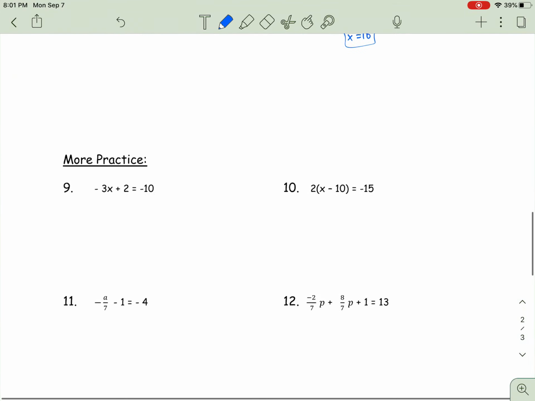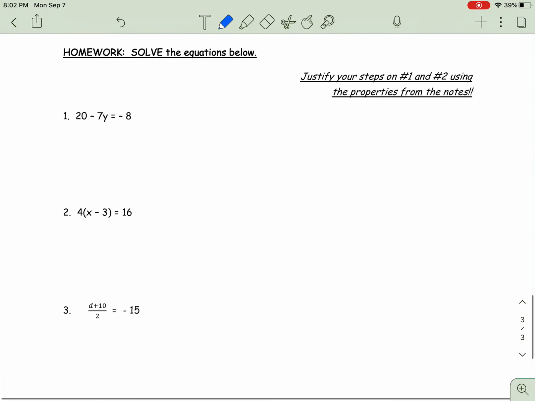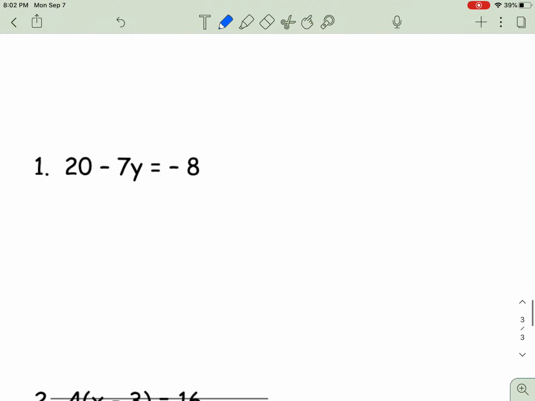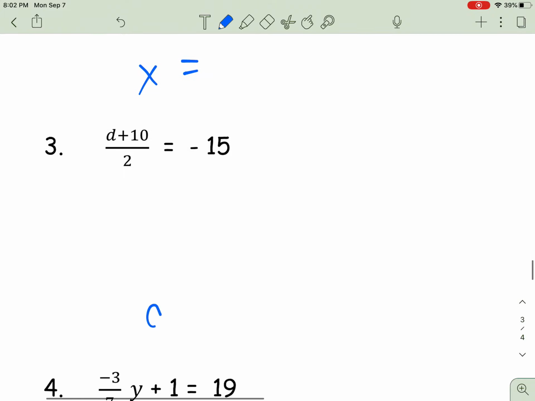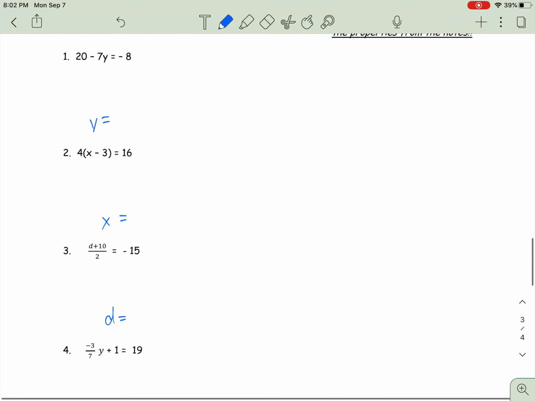Okay. So there's a few more practice problems here. You can go ahead and start those. Your homework tonight is going to be at the bottom. It is these 4 questions. Notice that you need to solve for y. So at the bottom of this one, you're going to have y equals. At the bottom of this one, you're going to have x equals. This one, you'll have d equals. And this one, you'll have y equals.